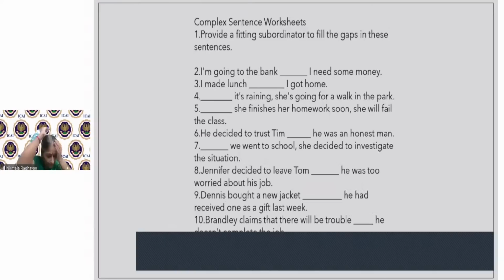So complex sentences is what we've seen, to let you recall what's happened so far. Let me tell you.